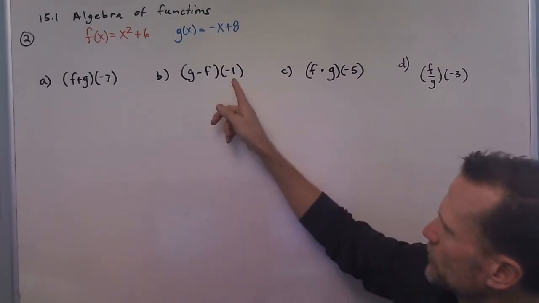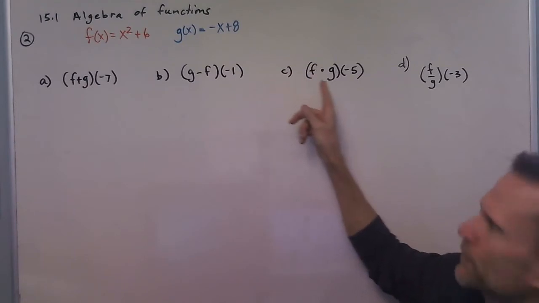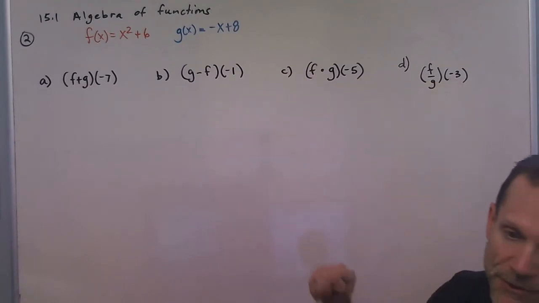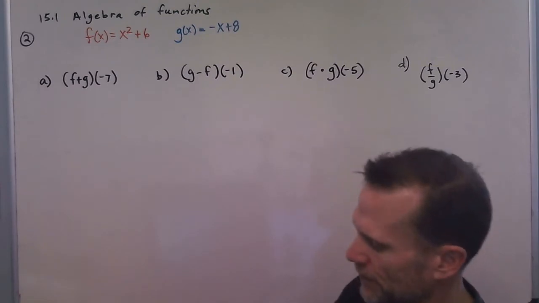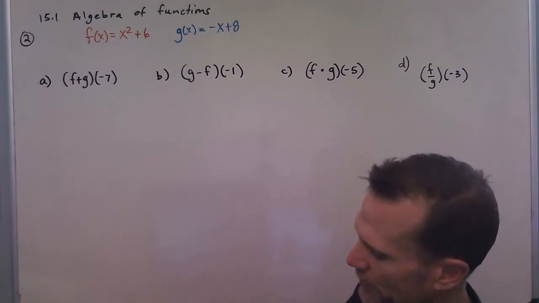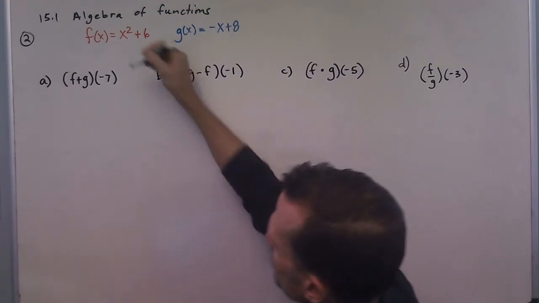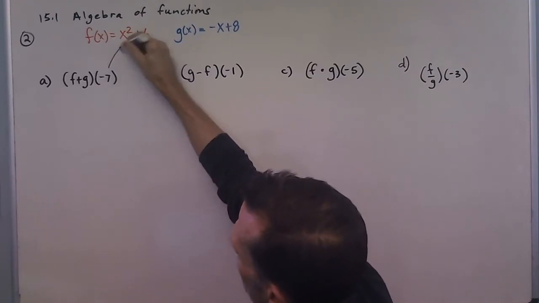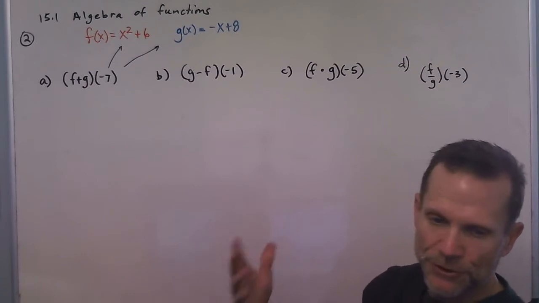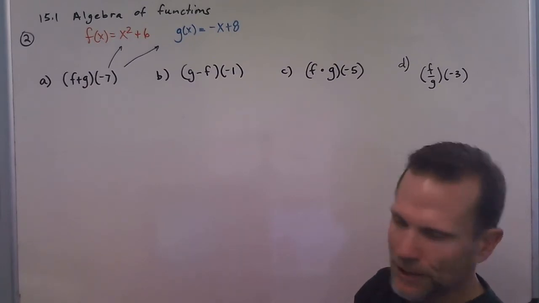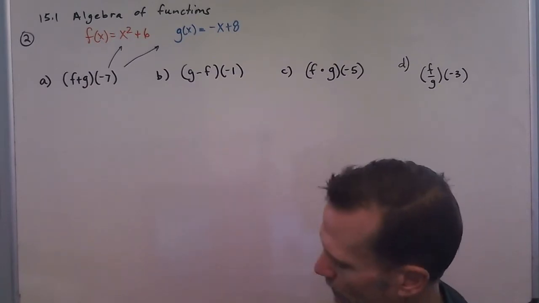Okay? And on this one, our input value is -1. So we have a different input value here on these different problems. So what we want to think about here is we're going to take this input value and we're going to put it into both of the functions. Okay? So sometimes you can do this in your head. I'm going to kind of talk through it, but you want to be a little bit careful.